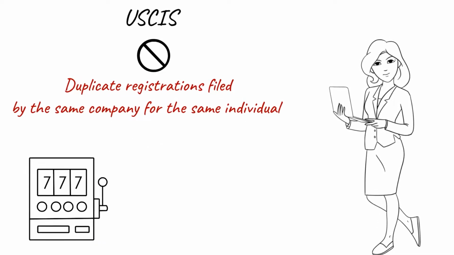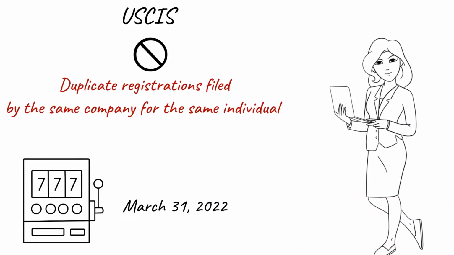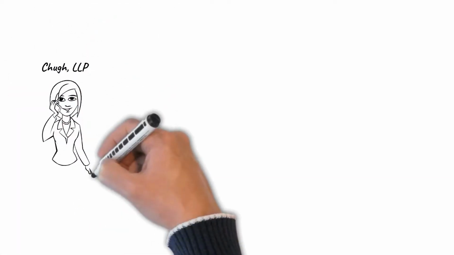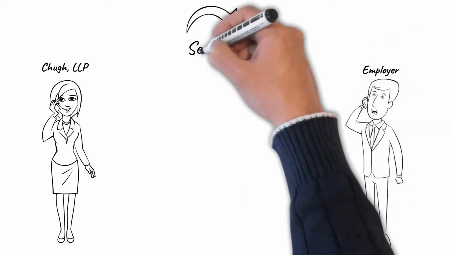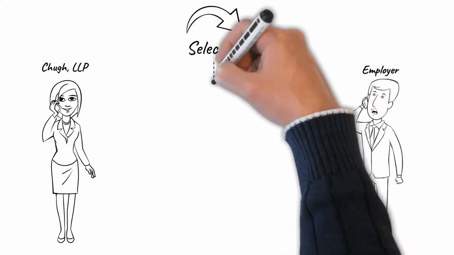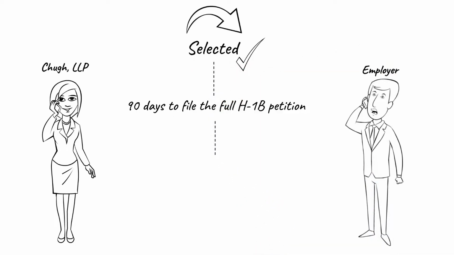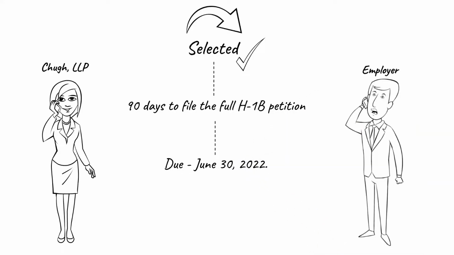USCIS will run the lottery and electronically notify employers of selected cases by March 31st, 2022. Chug LLP will coordinate with your employer to notify you about your selection status. If your case is selected, your employer will have 90 days to file the full H-1B petition on your behalf. H-1B petitions will be due no later than June 30th, 2022.